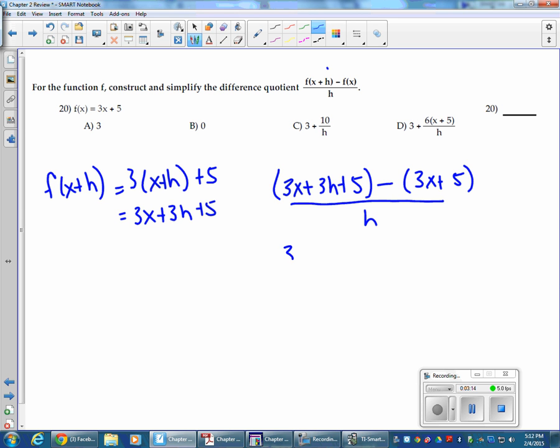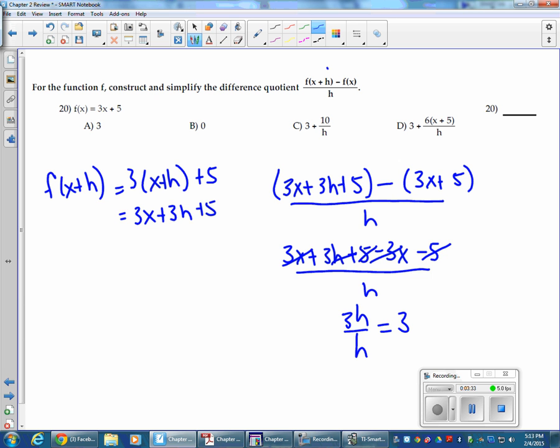So I just simplify and combine my like terms. If I'm subtracting 3x plus 5, it means I'm subtracting 3x and I'm going to subtract 5. Divide by h, the 3x's cancel out, the 5's cancel out, not the h's, and I have 3h divided by h, which is 3. So that's how you use the difference quotient.